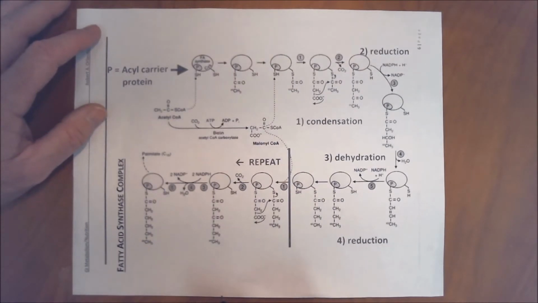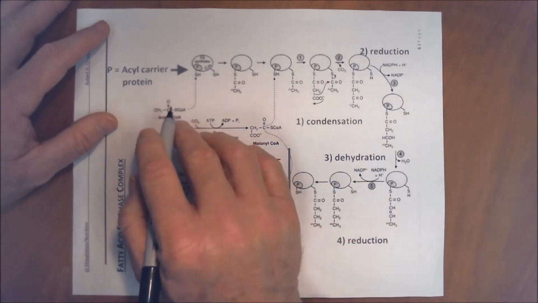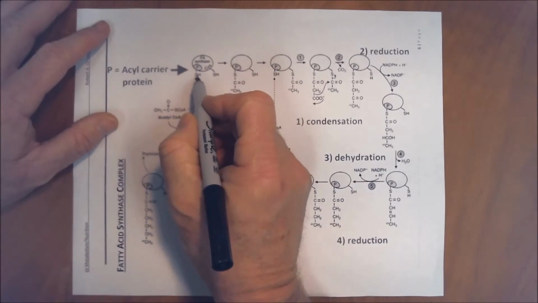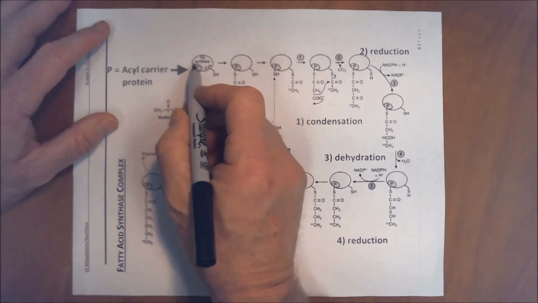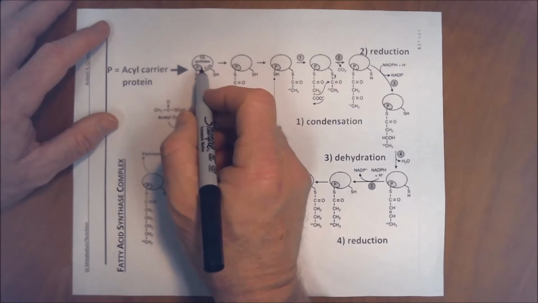The reaction is a condensation, reduction, dehydration, and reduction series of reactions. These four reactions will occur over and over until we finally form our finalized fatty acid. So to begin, we have what we call the entrance site. This is part of one protein. It's called an acyl carrier protein.